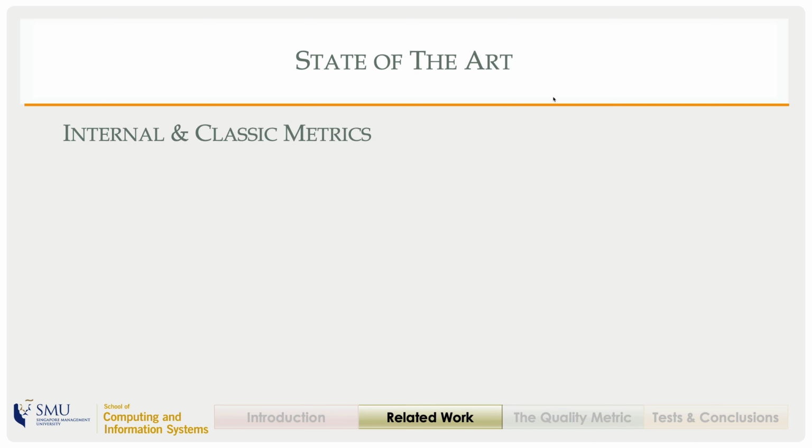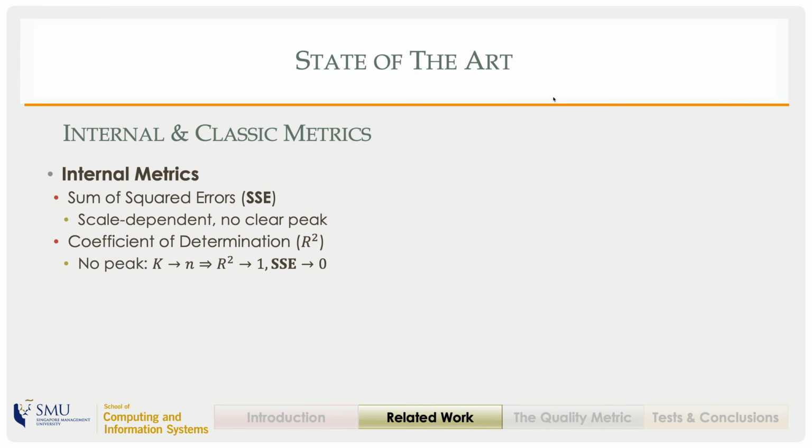Looking at the state of the art, there are some internal metrics, which means something that is generated while running the k-means algorithm. You get sum of square errors. One problem with this measure is that it's scale dependent. The variables, the features in k-means clustering, if you express them in different units, obviously you will get a different sum of square errors, and that is not ideal.